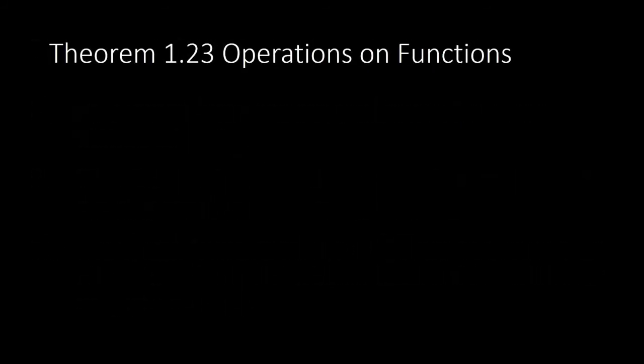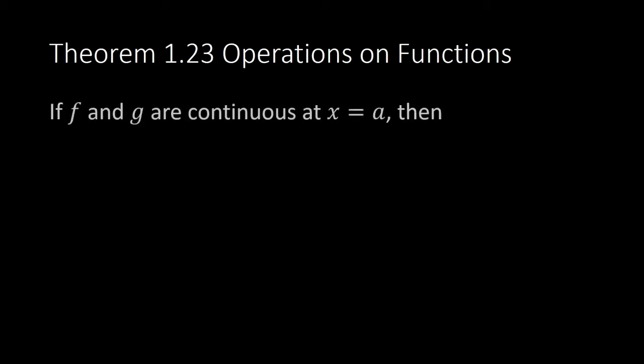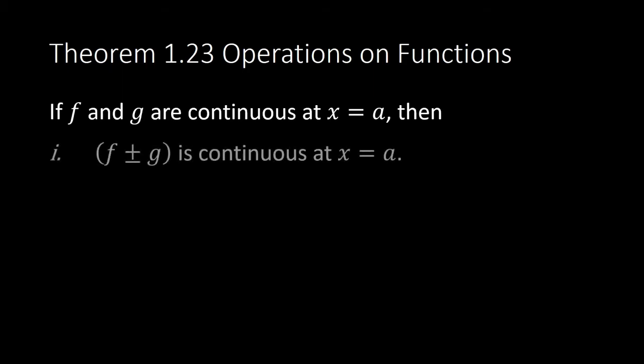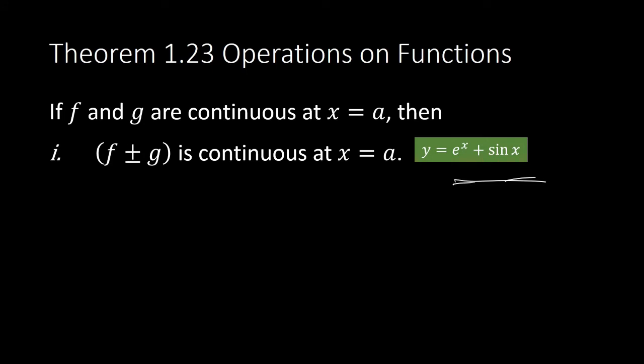Theorem 1.23, operations on functions. So if you have two continuous functions at a particular point, let's say x is equal to a, so when you add those two functions, when x is equal to a, the result is continuous. If you were to do subtraction, when x is equal to a, the result of your function is also continuous. E to the x, the function defined by f of x is equal to e to the x, and your sine function, sine of x, both of them are continuous. So their sum is another function. It is also continuous. Continuous for the set of real numbers.